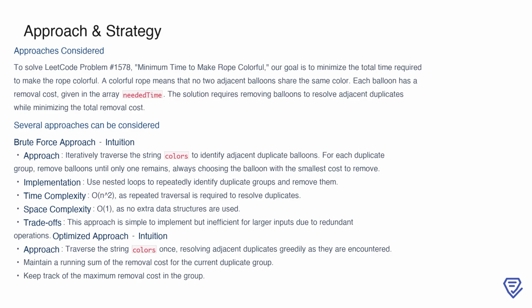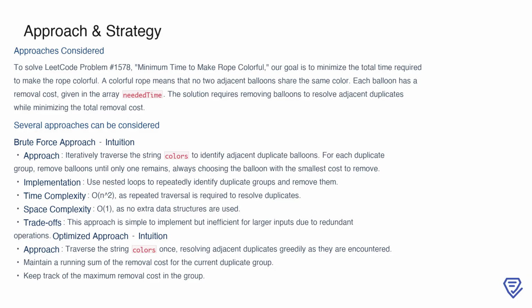To tackle the problem of minimizing the total time required to make the rope colorful, we need to ensure that no two adjacent balloons share the same color. Each balloon has an associated removal cost, given in the needed time array. The challenge is to remove balloons with the goal of resolving adjacent duplicates while minimizing the total removal cost.